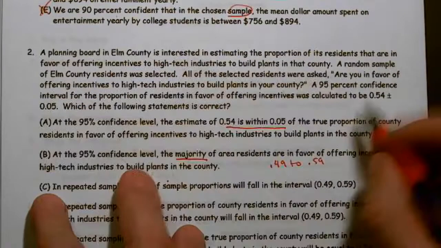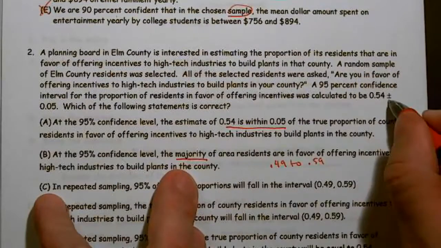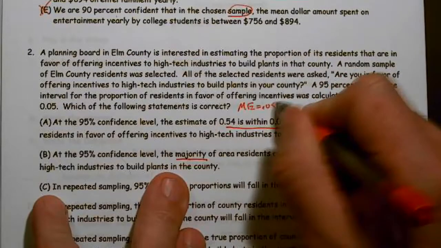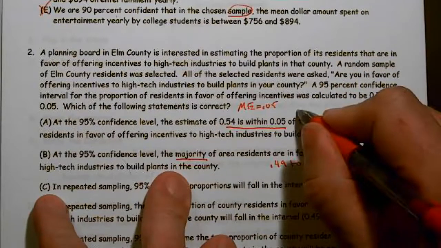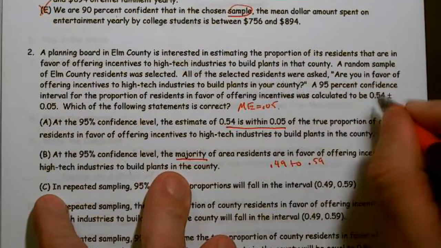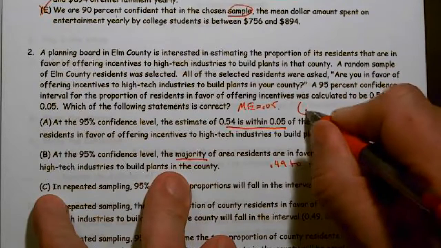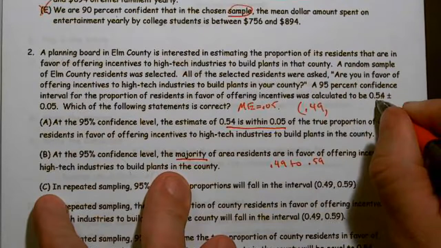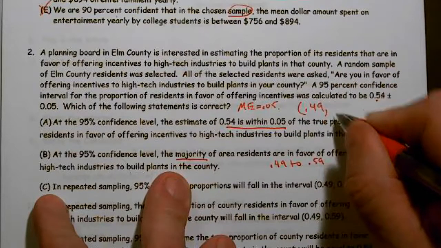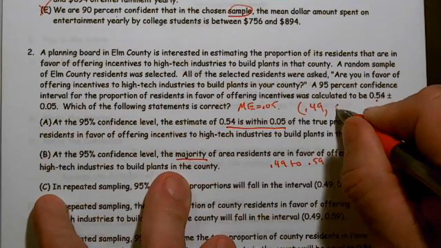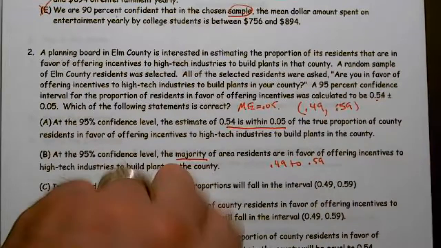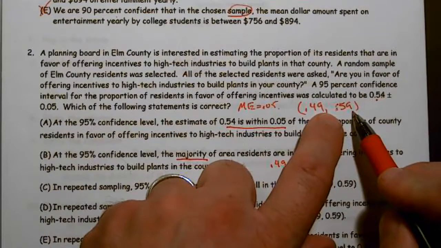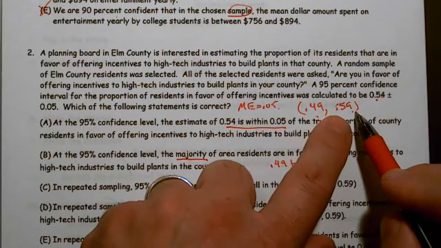So they're telling me my margin of error, because remember, margin of error is anything after the plus or minus. My margin of error equals 0.05. And if I did my interval, this would be 0.49, because that's 0.54 minus the 0.05. And 0.54 plus the 0.05 gives me 0.59. So there's my lower bound and upper bound, and we're 95% confident that the true population proportion lies within this.